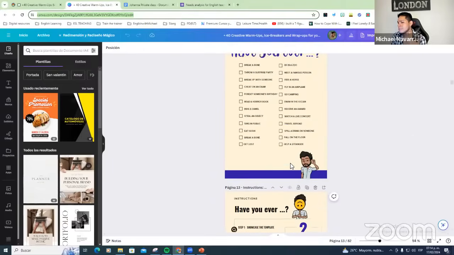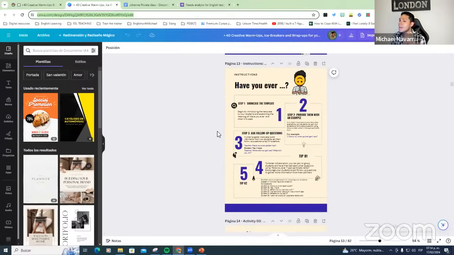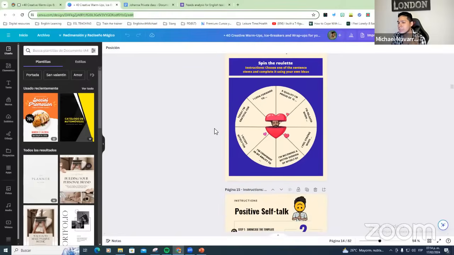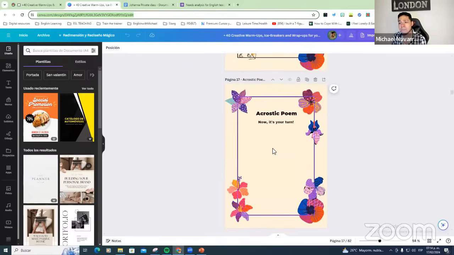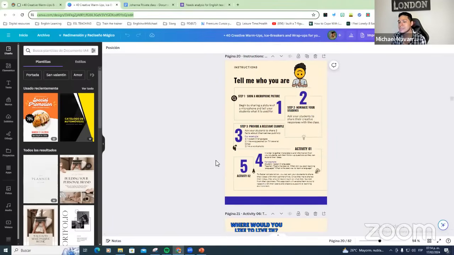Maybe you want to practice the present perfect. Well, you can also find some communicative activities, right? Each activity has a purpose. All the activities that are here aim to help your students develop their fluency and speaking skills. Again, they come with instructions. You have a lot of activities: positive self-talk, acrostic poems, some icebreakers you can try in your English classes with some templates. You can print these templates and use them in the physical classroom as well. Again, instructions, more icebreakers. So the book is complete.